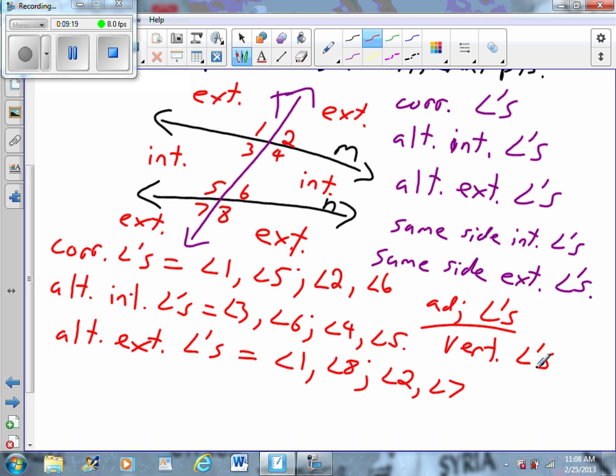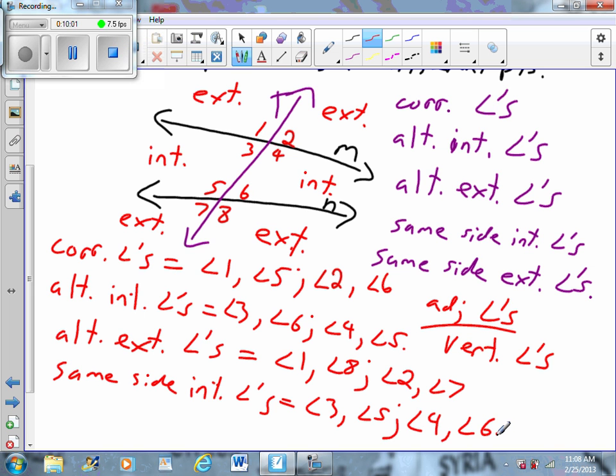What about same side interiors? When we're talking about same side interior angles, they are on the same side of the transversal, in the area in between the two lines. So the set of angles 3 and 5 would be an example of that. What would be another set of same side interior angles? Alex, what do you think? 3 and 5 is one set. 4 and 6. That's right. Angles 4 and 6.